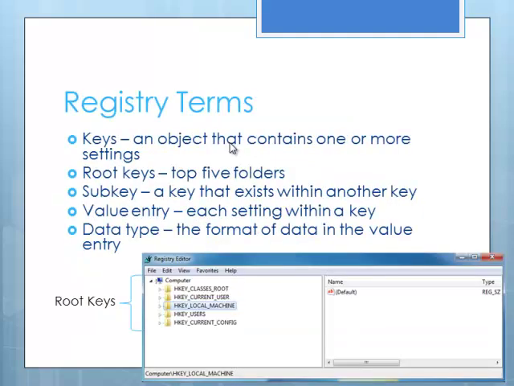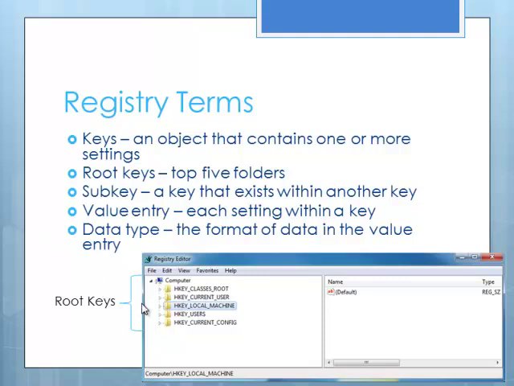So let's review some of the registry terms. A key is an object that contains one or more settings. The root keys are the top 5 folders, or the top level keys. As you can see in this example down here, your root keys are listed here. They each begin with an H key for Hive key: class is root, current user, local machine, users, and current config. A subkey is any key that exists within another key.